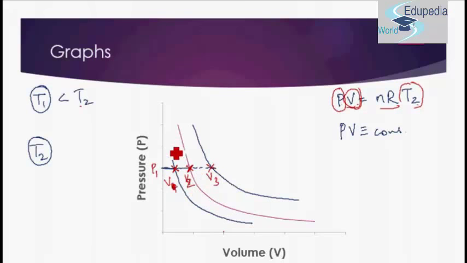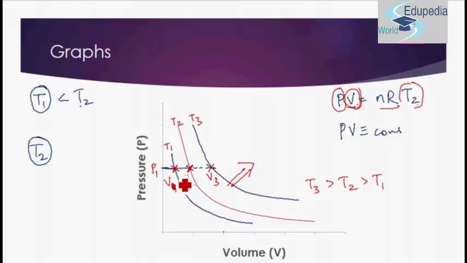That means if I increase the temperature, the curve shifts outward in this direction, parallel to the previous hyperbola, and if I decrease the temperature, then the curve will shift inwards. So here I can say T3 is going to be greater than T2, which is going to be greater than T1. Each of these curves represents a particular isotherm. They all represent isothermal processes.